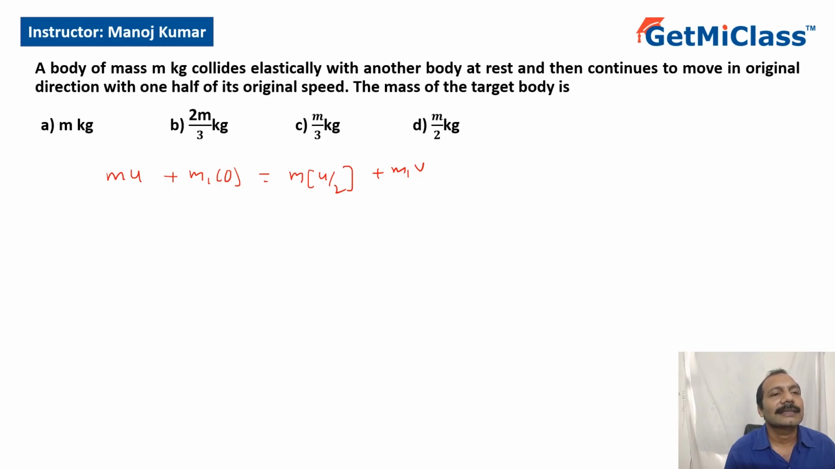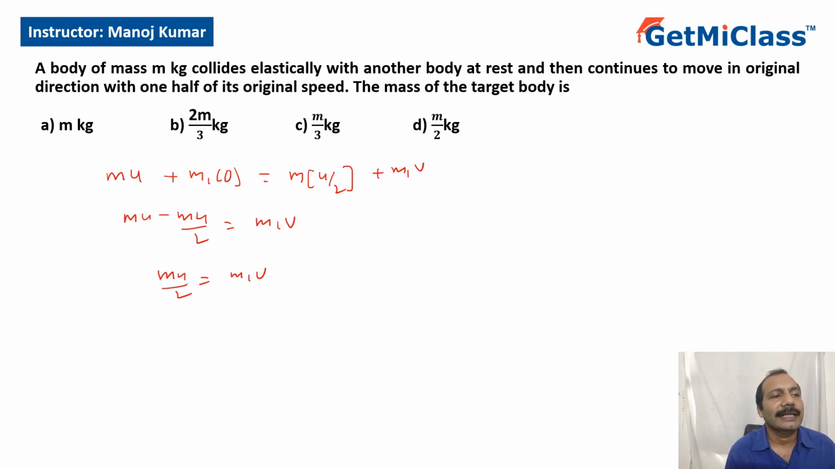So in this case, I need to check what is the mass of the second body. So what all things we have? We have from this expression I can get mu minus mu by 2 equal to m1 into v, or I'll get mu by 2 equal to m1 into v. I got this one. So the momentum of the other body is half the momentum of the first body.